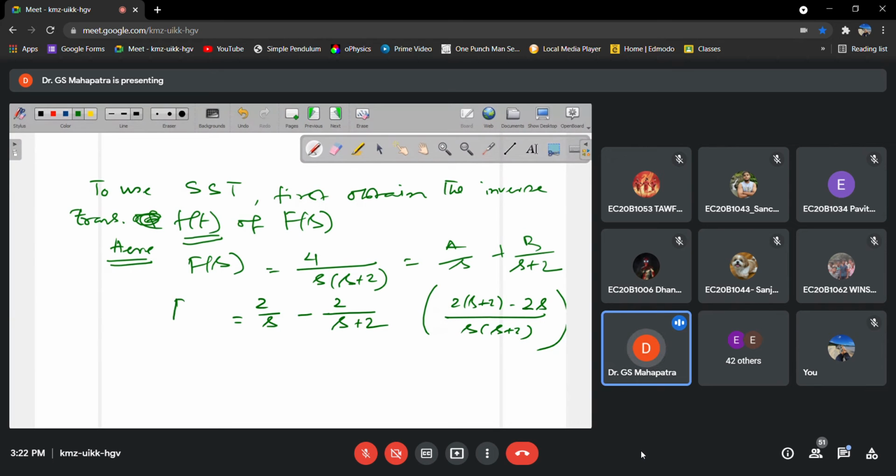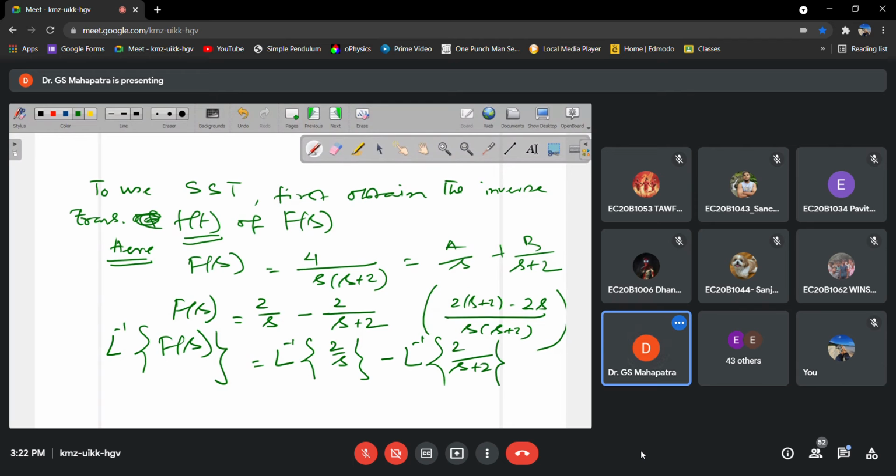So capital F of s is this one. So the inverse Laplace transform of capital F of s. These are the steps. Now one by one. We know the linearity condition. So 2 by s minus the inverse Laplace transform of 2 by s plus 2. What is the answer?